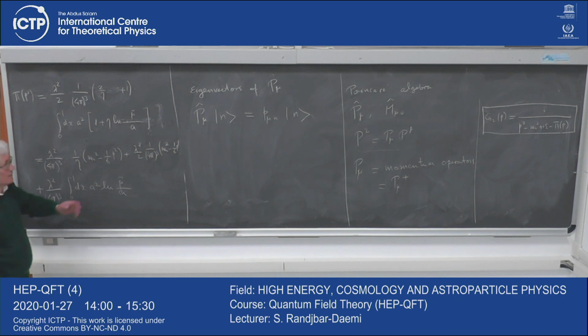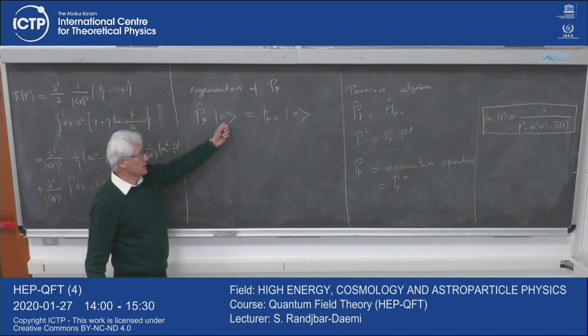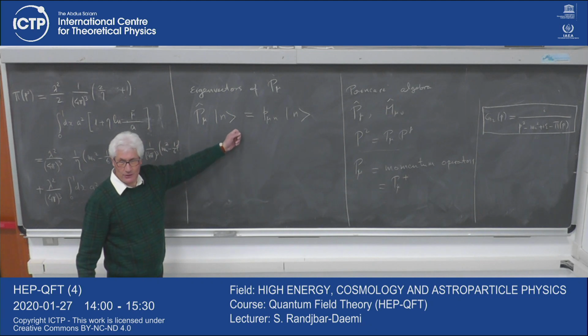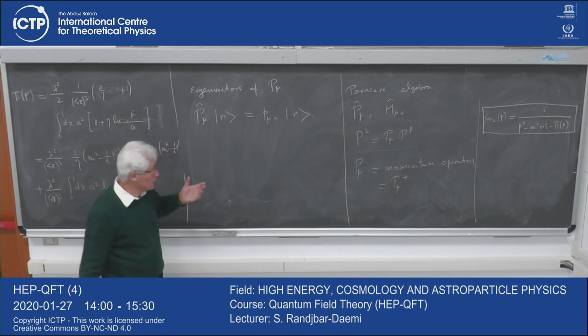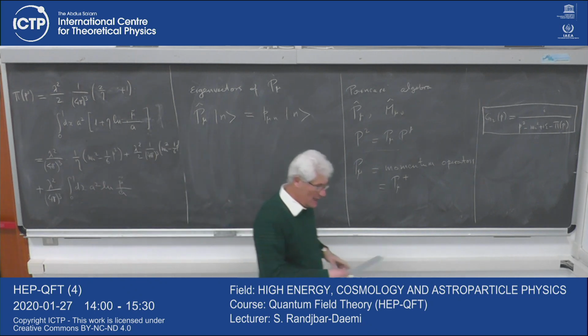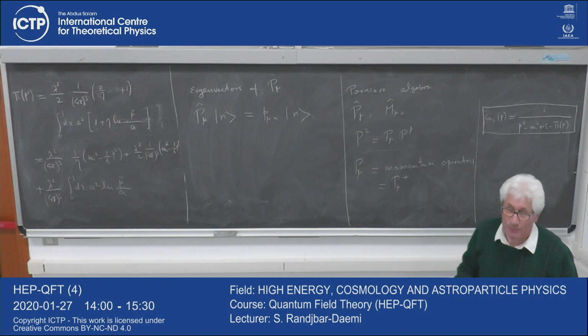You know that the eigenvectors of the momentum operator, usually for a single particle, you denote by vector k or p or something. But I do not want to prejudge the notation. I'm writing it as n because we are not going to deal only with single particle states.